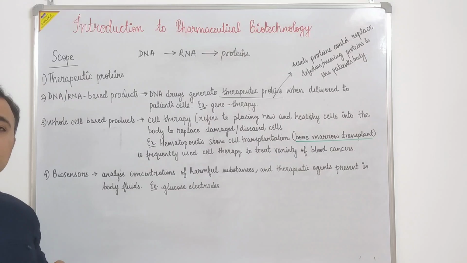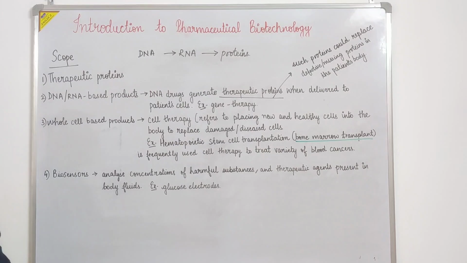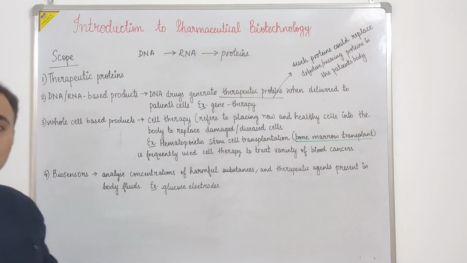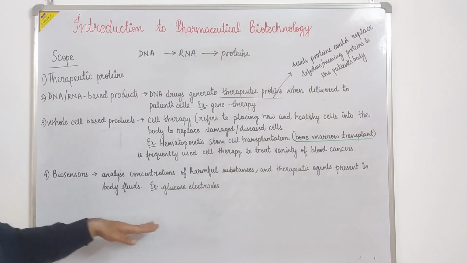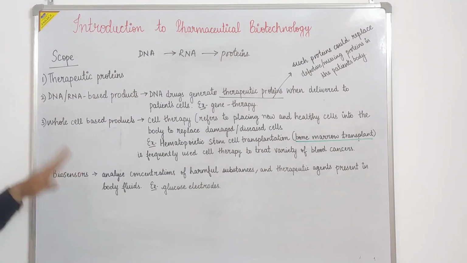For example, nowadays you have seen people measuring the sugar concentration in the body through the use of a glucometer. So that glucometer is an example of a biosensor. The pregnancy kits which people use at home to detect pregnancy are also an example of biosensors. In that glucometer, glucose electrodes are used. So this is also an example of biotechnology.